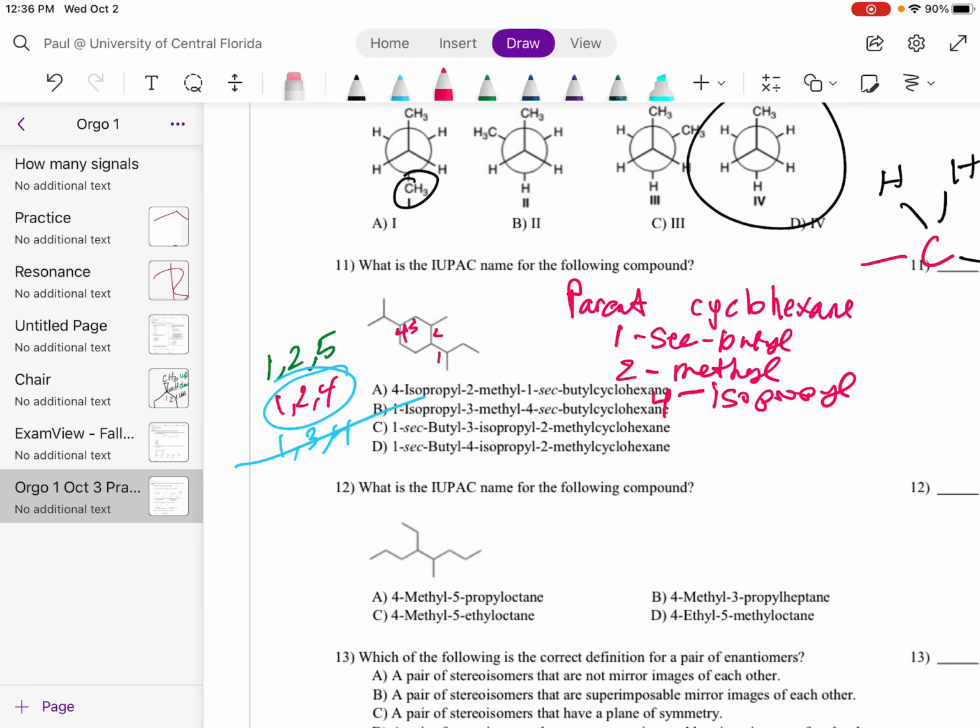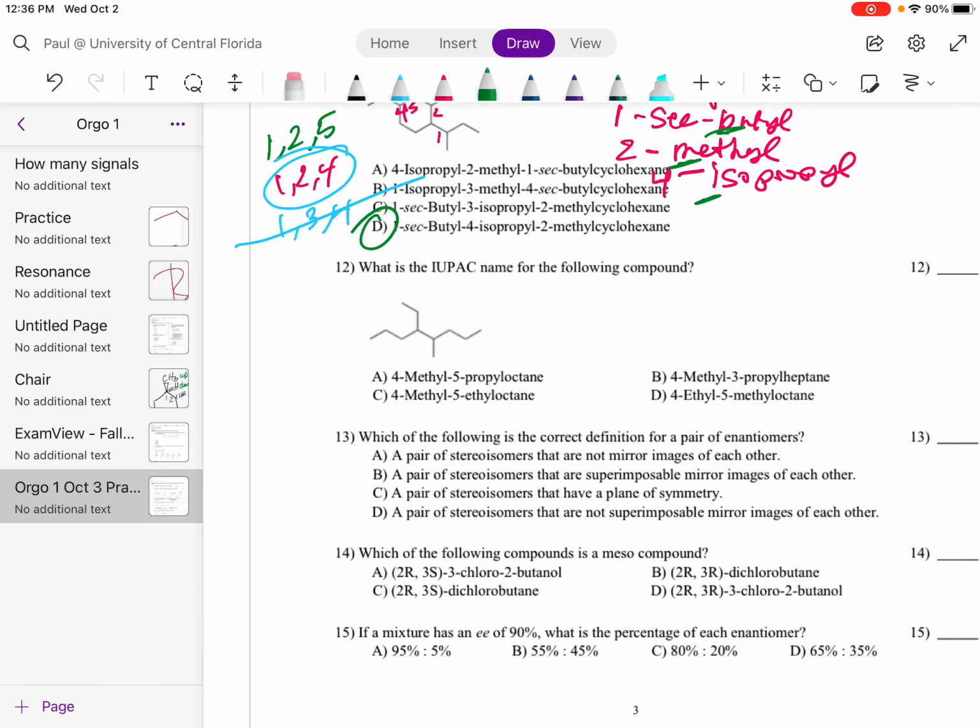Now we just have to put those substituents in alphabetical order. And so we are going to be comparing the B to the M to the I. Because we use the iso prefix in alphabetical order, but sec-butyl, tert-butyl, we do not. So what comes first in the alphabet? Clearly B, and then I, and then M. So the correct answer is D.